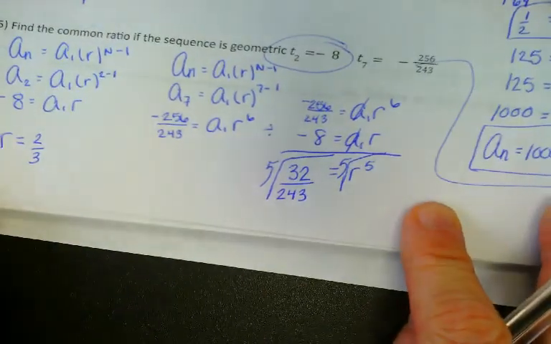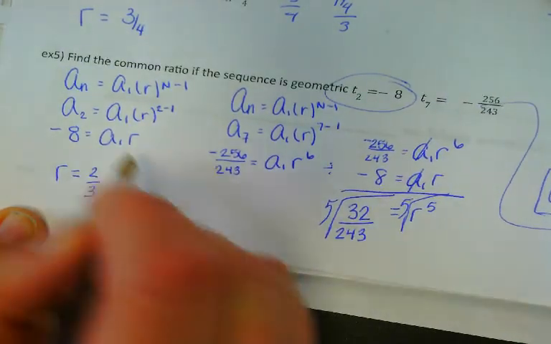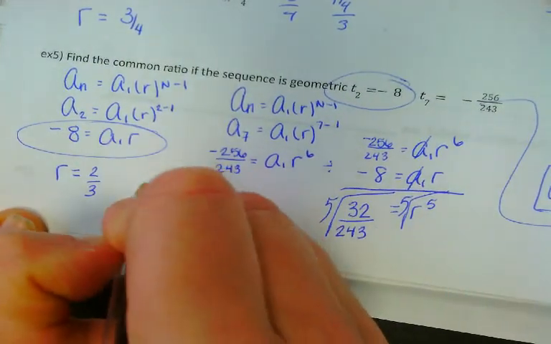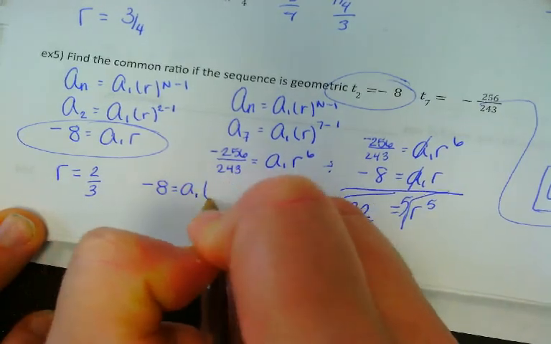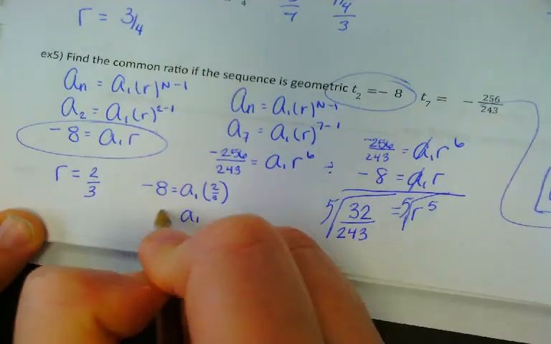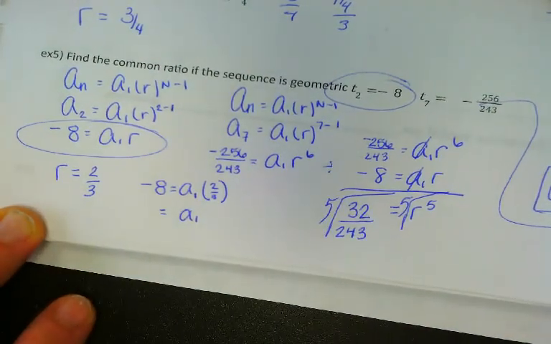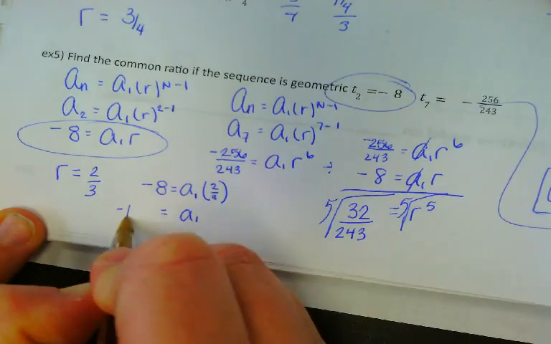Okay. And now that I know r, again, I just have to go get a sub 1. So I'm going to put it in this one, looks the nicest. -8 equals a sub 1 times 2/3. And solve for a sub 1. What are we getting for a sub 1? -12 sounds great.